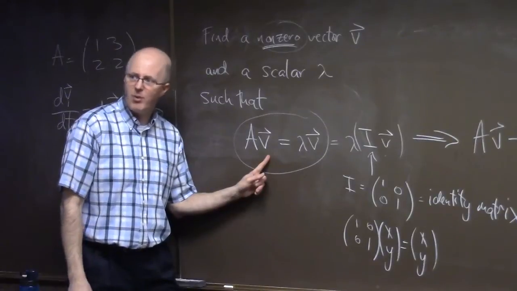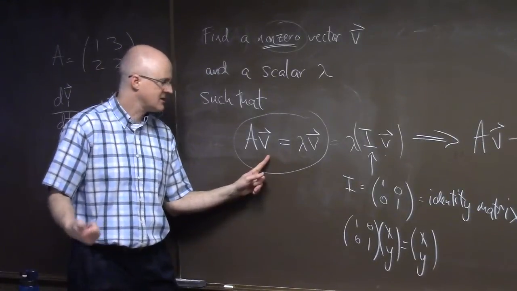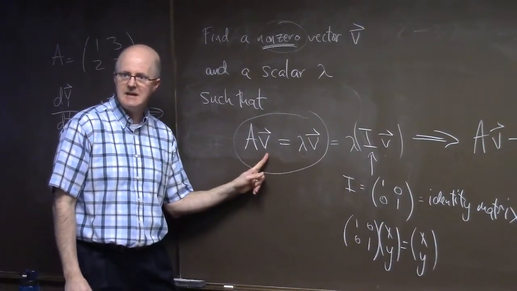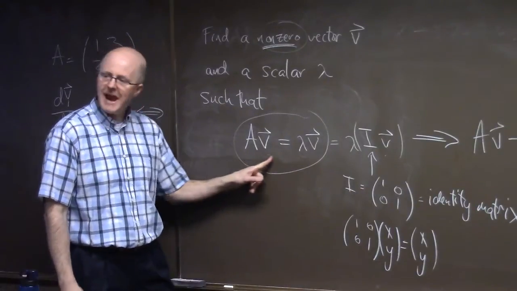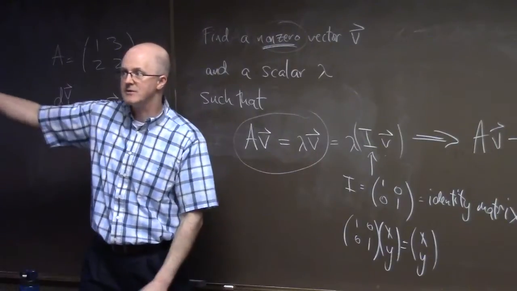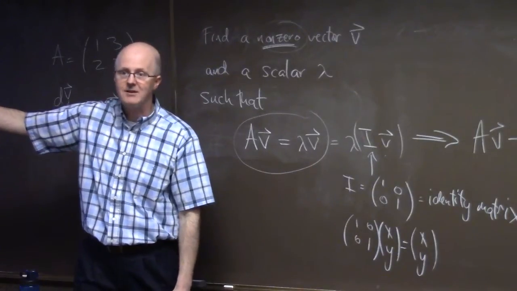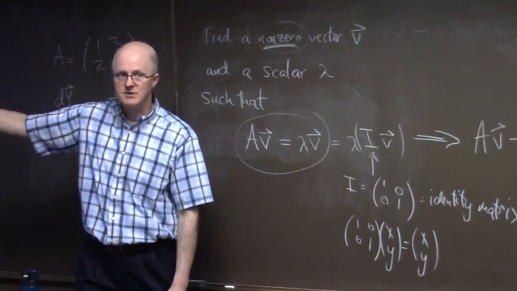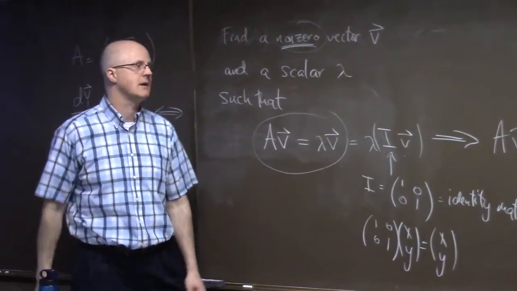I'm trying to find points, if you like, position vectors for points in the plane v, such that the output of the vector field, A times v, is a scalar multiple of the input, so that those vectors that I draw on the screen are parallel. Those are special solutions. That's going to help me find those straight line solutions.